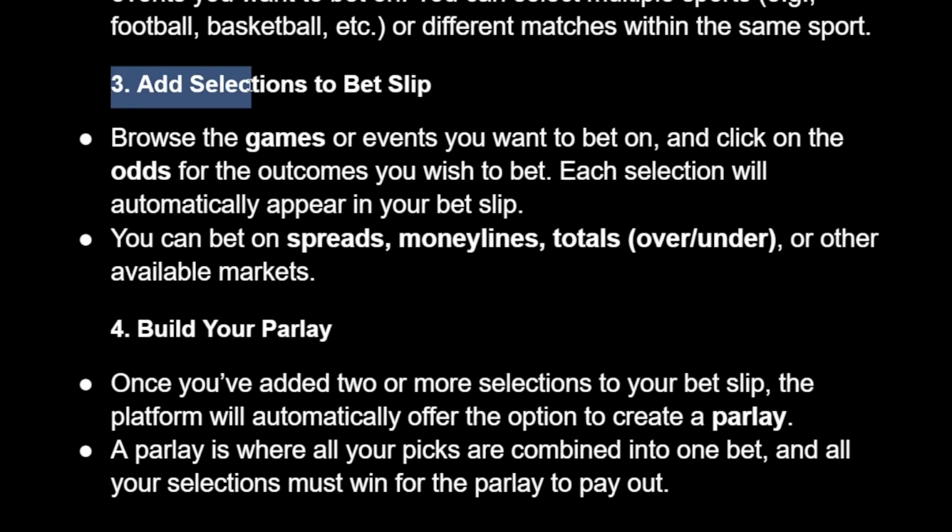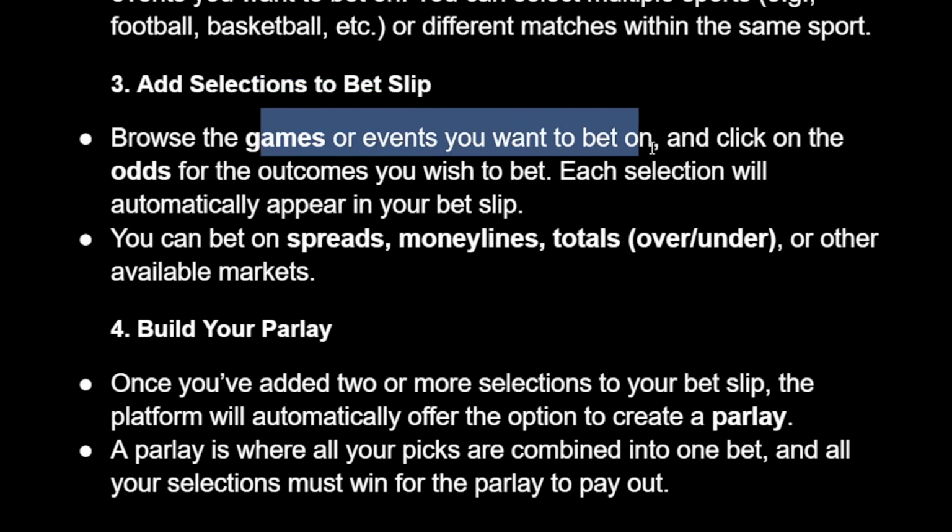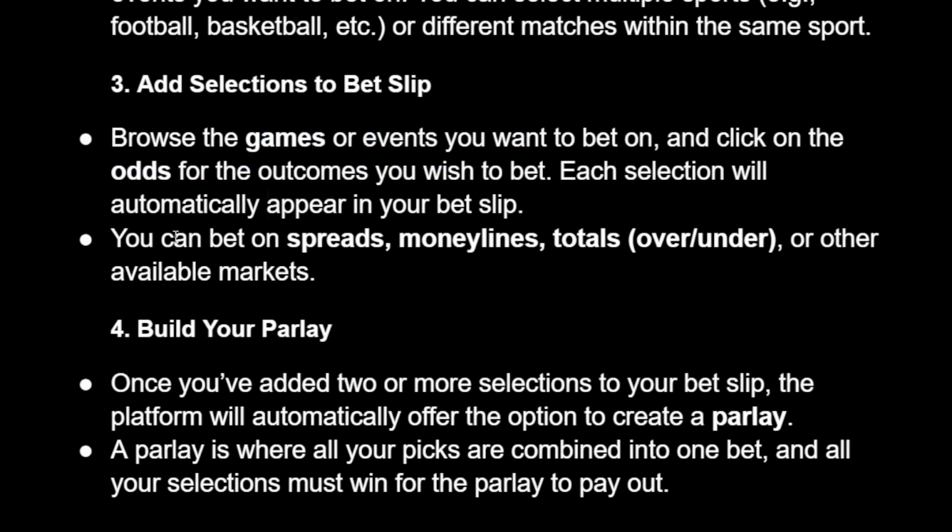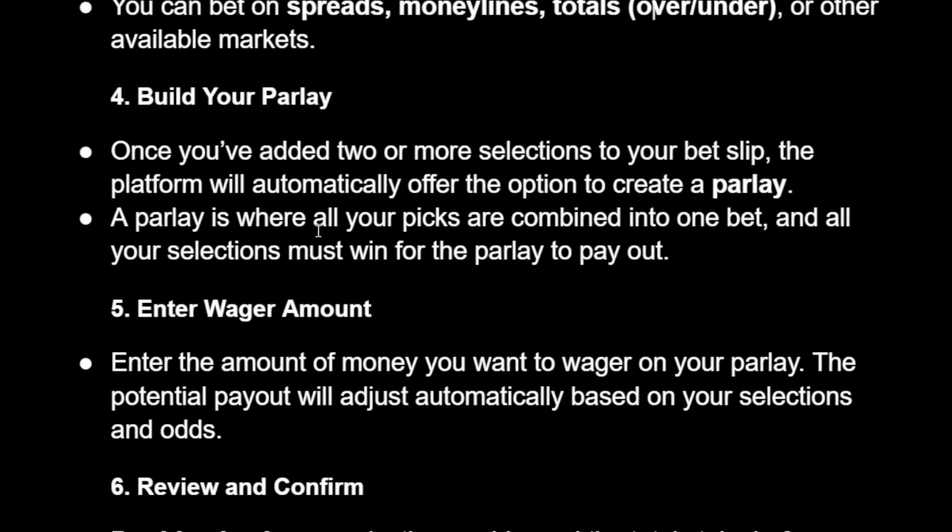The third step will be adding selections to bet slip. So you want to browse the games or events you want to bet on and click on the odds for the outcomes you wish to bet. You can bet on spreads, money lines, and totals or other available markets.